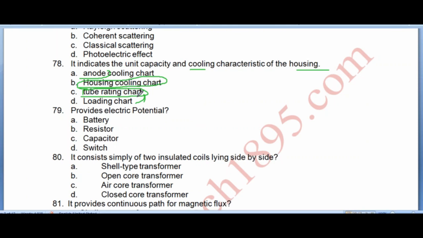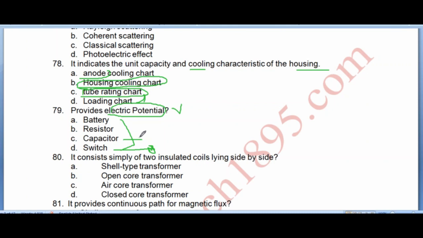Okay? Next, provides electric potential. Ano po ulit ang other name ng ating electric potential? Voltage. Yes. Electromotance. Electromotive force. So, that is electric potential. So, alin dito ang nagpo-provide ng voltage? So, we will start our switch. So, hindi siya nagpo-provide ng voltage dahil it just turns on or turns off the device.